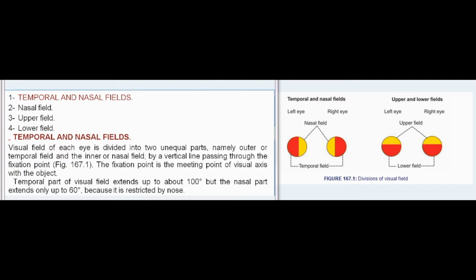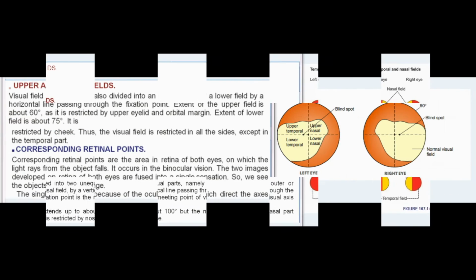Visual field of each eye is divided into 2 unequal parts, namely outer or temporal field and the inner or nasal field, by a vertical line passing through the fixation point, Fig 167.1. The fixation point is the meeting point of visual axis with the object. Temporal part of visual field extends up to about 100 degrees, but the nasal part extends only up to 60 degrees, because it is restricted by nose.